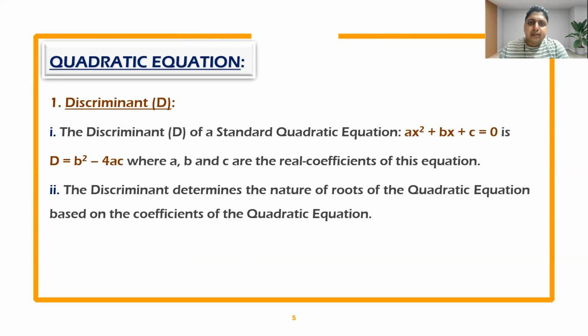So let's start with the discriminant. What is called the discriminant of a standard quadratic equation? If we have a standard quadratic equation ax square plus bx plus c is equal to 0, then discriminant is equal to b square minus 4ac, where a, b, c are the real coefficients of ax square plus bx plus c. Secondly, discriminant plays a beneficial and important role in finding the nature of roots of the quadratic equation. So it will totally depend on the coefficients of the quadratic equation.